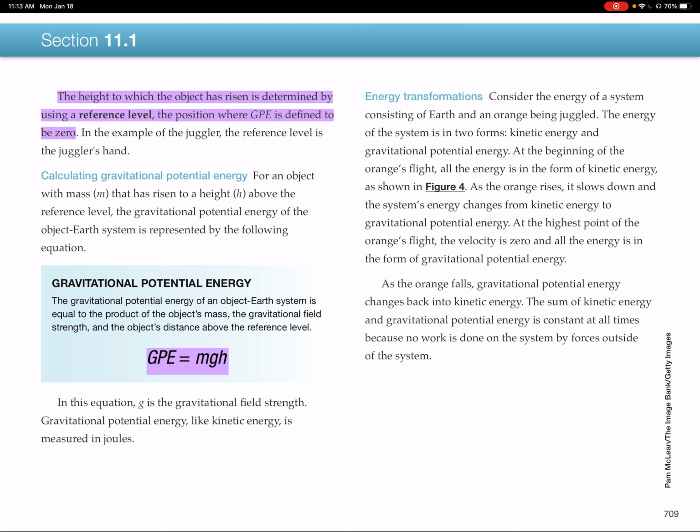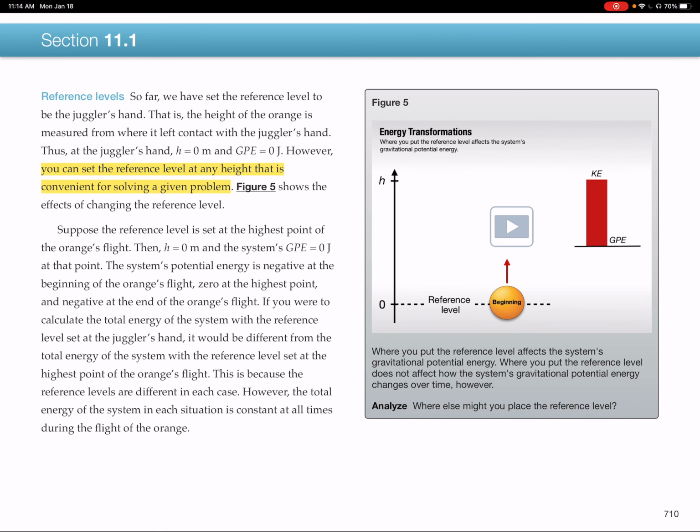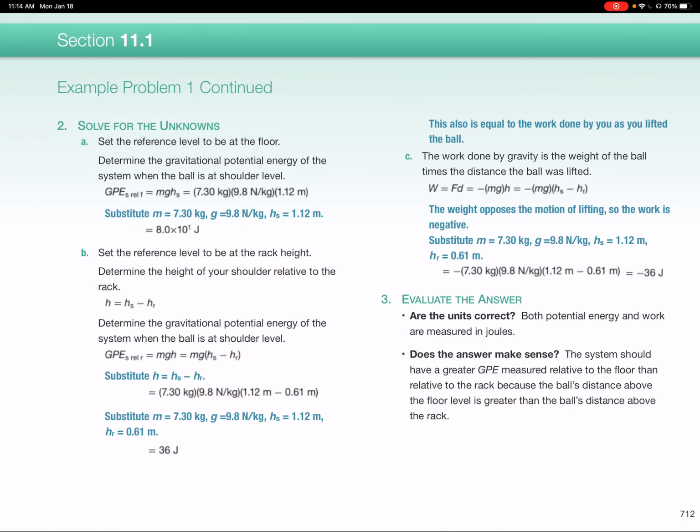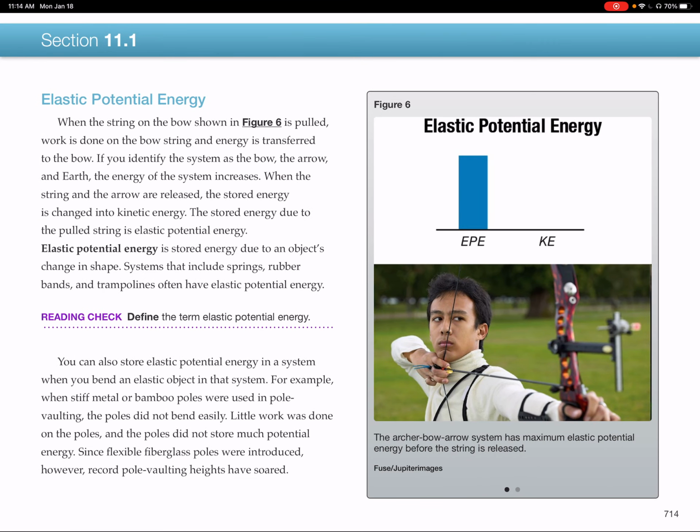Anyway, once you have a reference level, you need the height, the mass, and of course g, and you put them together, and that will give you the gravitational potential energy. So that's why you see GPE is equal to mgh. As I said, you can pick any height for the reference level that's convenient. This little graphic, figure 5, sort of takes you through what happens if you choose a different reference level. You can try that yourself. Then there are some example problems, of course; go through those.